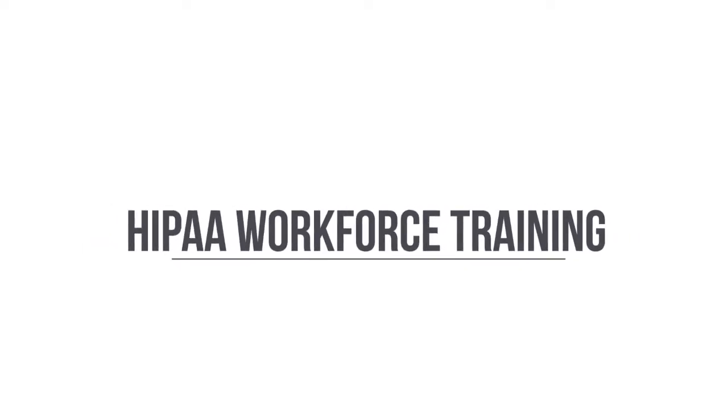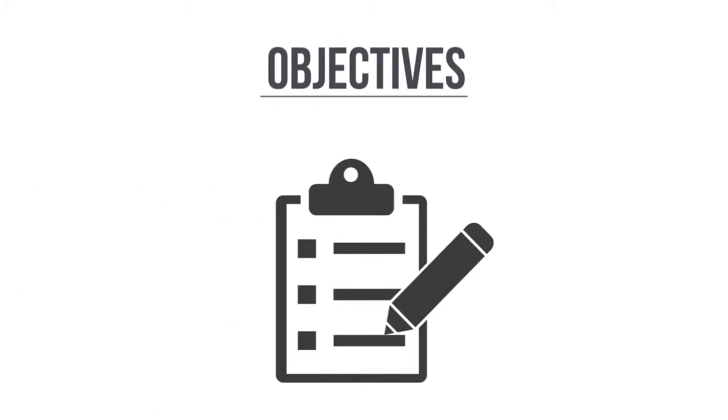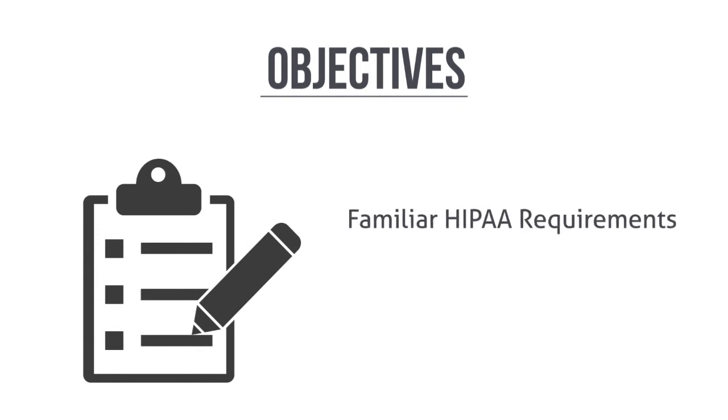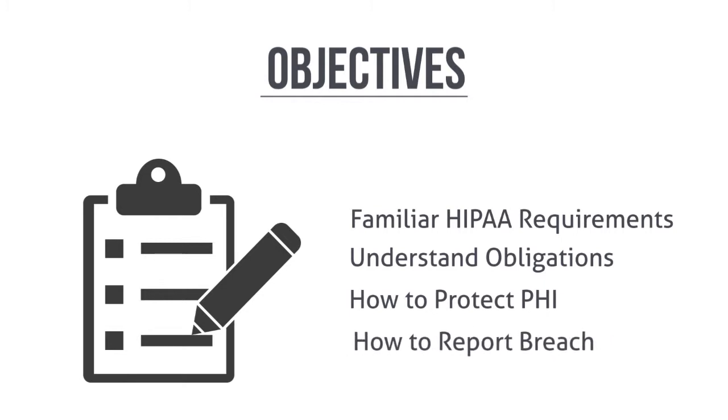The following is our HIPAA workforce training and must be completed by all workforce members that come into contact with Protected Health Information, or PHI. We have four main objectives with this training. First, our goal is to make you familiar with HIPAA and its requirements. Next, we want to help you understand the basic compliance obligations with both the HIPAA privacy and security rules. Then, we will educate you on how to protect PHI. And finally, we'll inform you on how and where to report a breach.